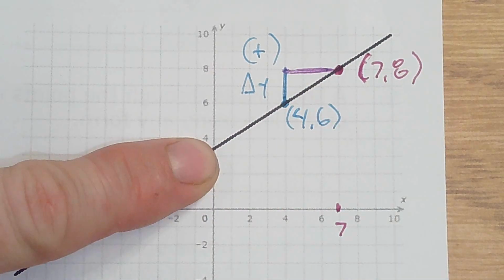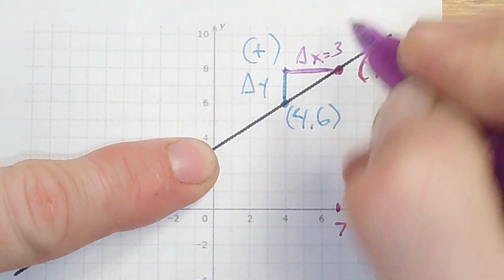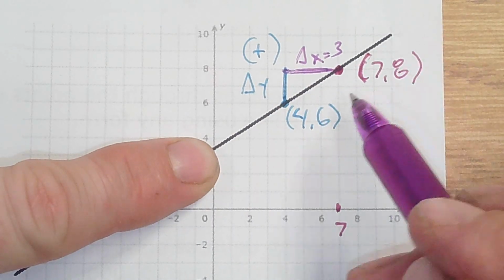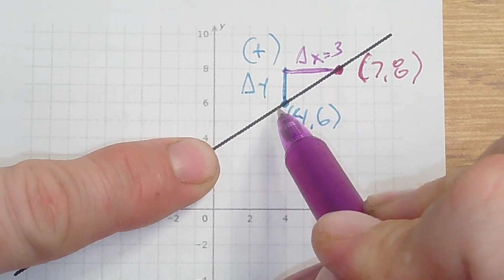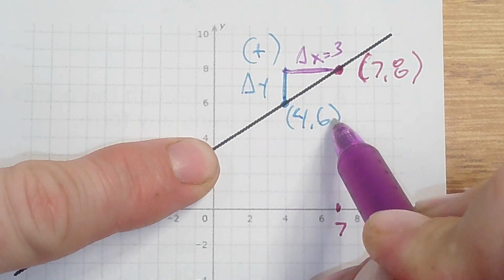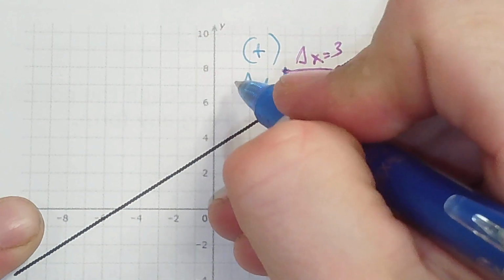And my change in x is 3. I have a change in x of 3, so it goes from here to here. You can also see that x goes from 4 to 7, which is 3, and y goes from 6 to 8, which is 2. So my change in y was 2.